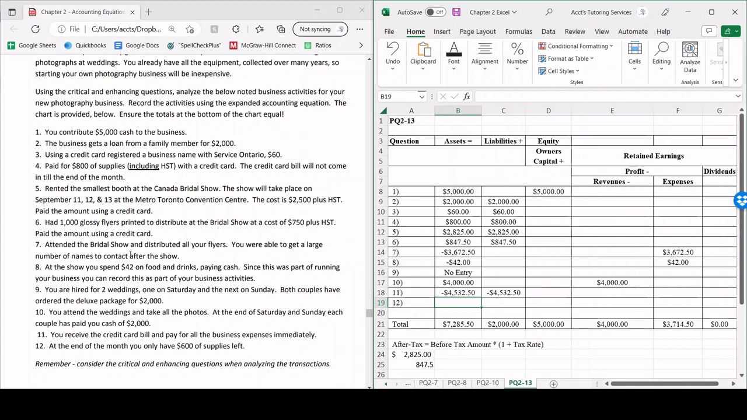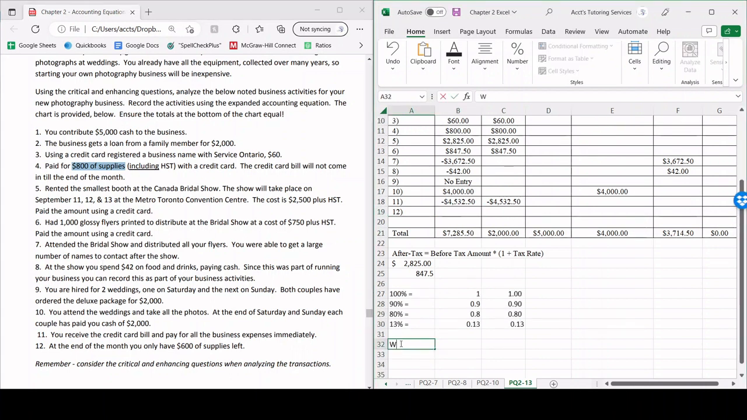Now, number 12, at the end of the month, you only have $600 of supplies left. So you started off with $800 worth of supplies. So pretend that all your supplies are in a drawer, right? So we have $800 worth of supplies. Now you open that drawer at the end of the month and only 600 are left, right? Only 600 are left.